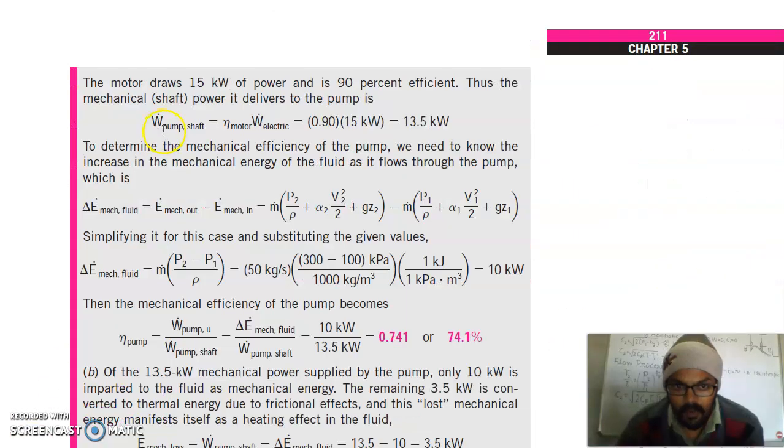Now what is the power given to the pump? That is the efficiency of the motor times the electric work. Electric work is 15 kilowatt. Efficiency of the motor is 90%. So it is 13.5 kilowatt.